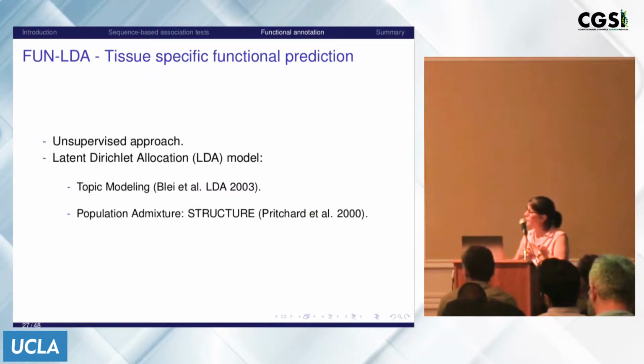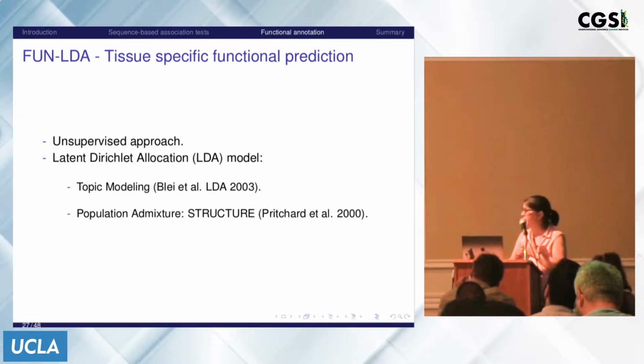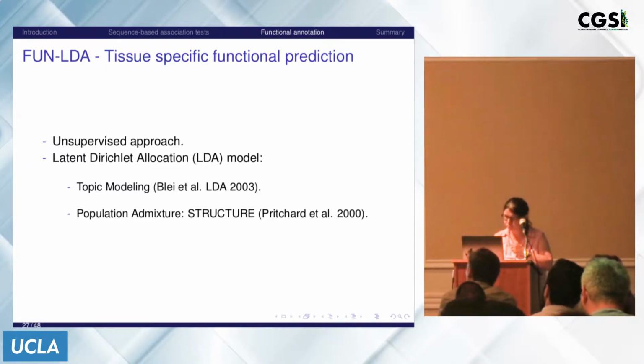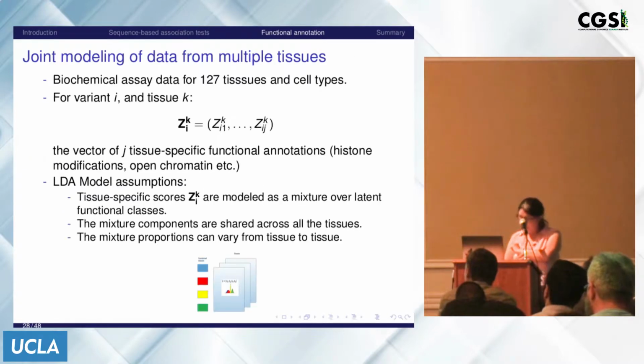Okay, so we have recently proposed this method called FUN-LDA that does prediction of functional effect at the level of the tissue or cell type. It's an unsupervised approach, and it's based on a model called the latent Dirichlet allocation model. This model is very popular in the topic modeling literature, and it's also been used in genetics before. It's a model that underlies a population admixture algorithm called structure. Okay?